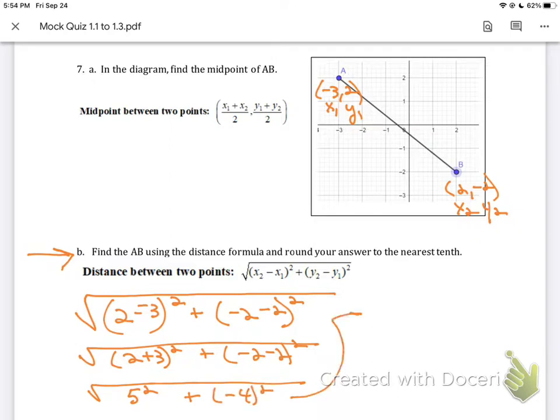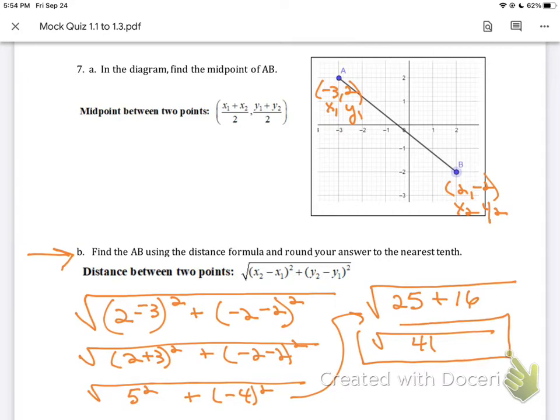So I'm going to continue up here, and this is going to be 25 plus 16, which is radical 41. That's your answer. You cannot simplify that. So radical 41 is it. So go back over this as need be, and this will cover the material you need to know for your quiz.